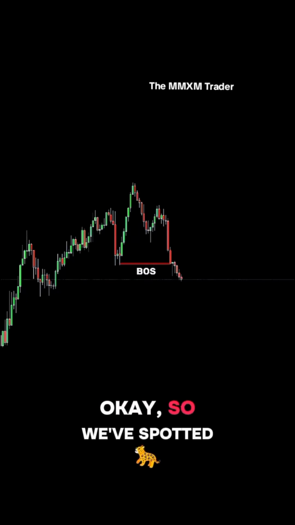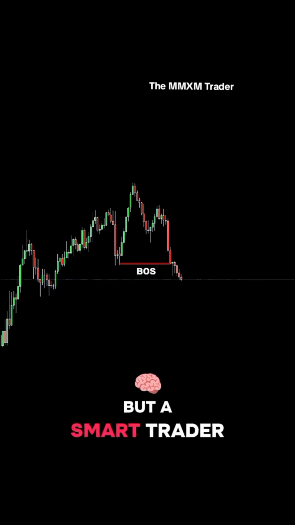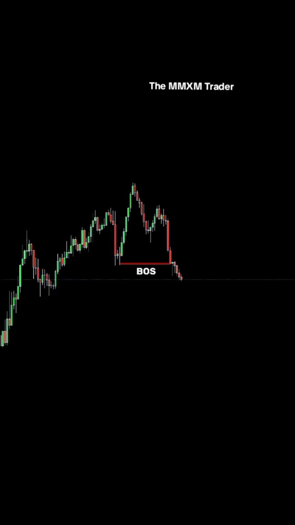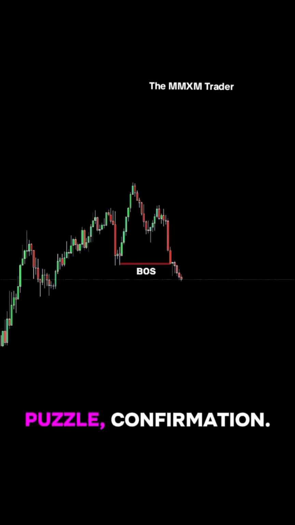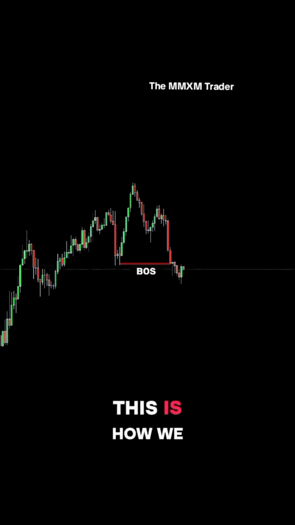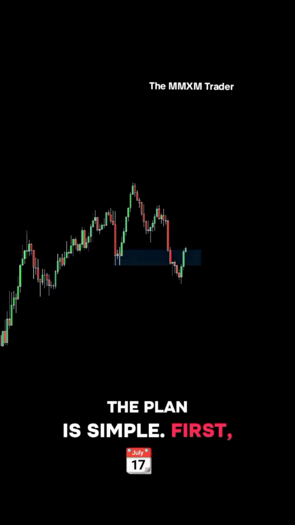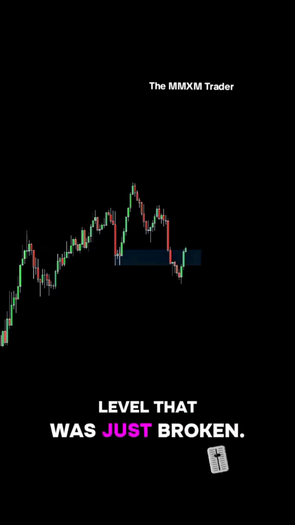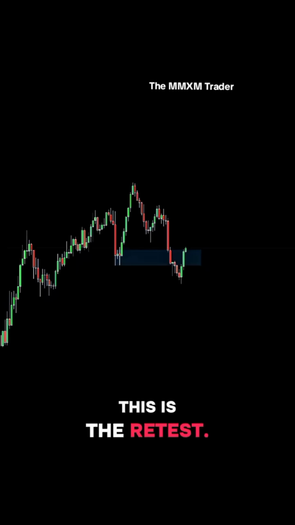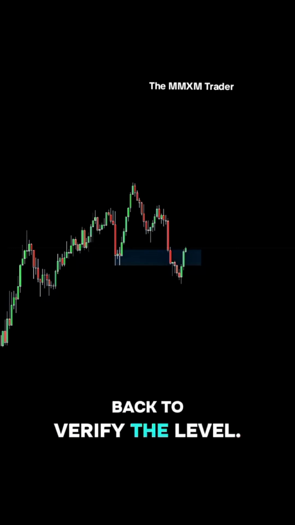Okay, so we've spotted the shift. But a smart trader doesn't just chase the move. If you enter right at the break, your stop loss has to be huge, and that ruins your risk to reward. We wait for one final piece of the puzzle, confirmation. This is how we move from guessing to executing. The plan is simple. First, we let the price pull back to the level that was just broken. This is the retest. Price often acts like a rubber band. After a violent move down, it needs to snap back to verify the level.